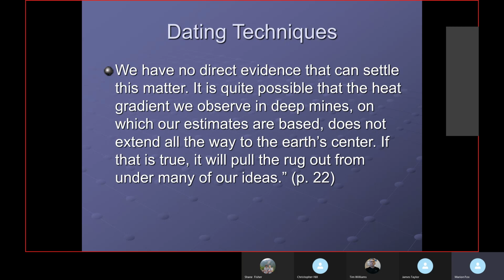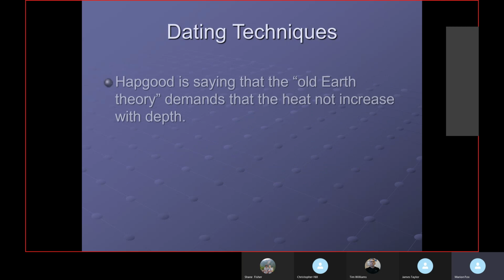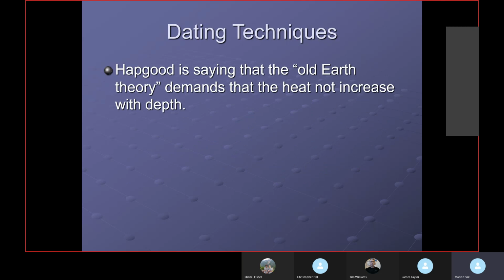It's quite possible that the heat gradient we observe in deep mines, on which our estimates are based, does not extend all the way to the Earth's center. If this is true, it would pull the rug out from under many of our ideas. Again, we just don't know. And again, we see all kinds of places where they're not aware. They don't have evidence. They're groping and they're assuming. It's based upon one assumption right after another. Hapgood is saying that the old Earth theory demands that the heat not increase with depth. It demands that it shouldn't increase with depth.